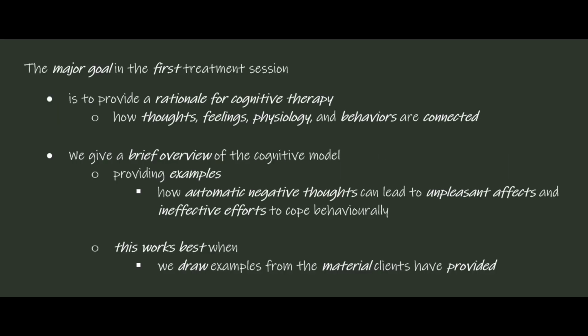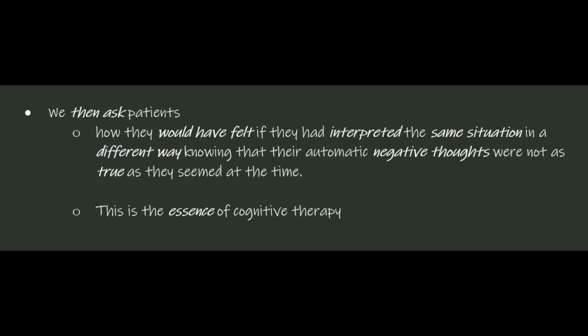Providing a cognitive rationale. The major goal in the first treatment session is to provide a rationale for cognitive therapy: how thoughts, feelings, physiology and behavior are connected. We give a brief overview of the cognitive model, providing examples of how automatic negative thoughts can lead to unpleasant effects and ineffective efforts to cope behaviorally. This works best when we draw examples from the material the client has provided. We then ask the patient how they would have felt if they had interpreted the same situation in a different way, knowing that their automatic negative thoughts were not as true as they seemed at the time. This is the essence of cognitive therapy.